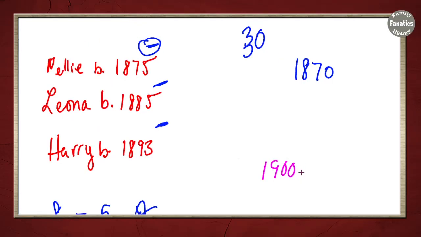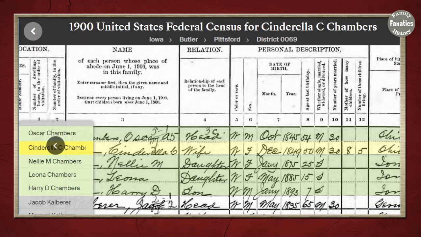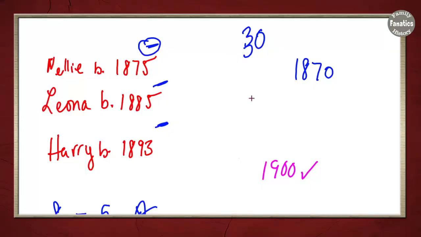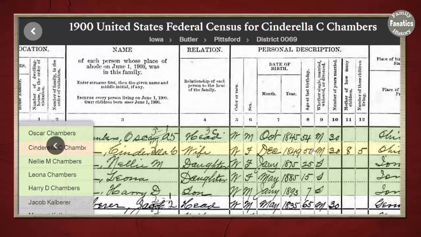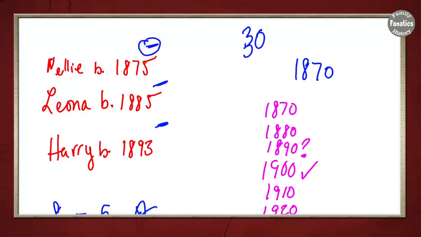So we found the 1900 census, and we know based on this that Cinderella was born in 1849 and she got married in 1870. So we're going to do 1870, 1880, 1890, question mark, 1910, 1920. That would make her 50 in 1910, 20 more years, 70.